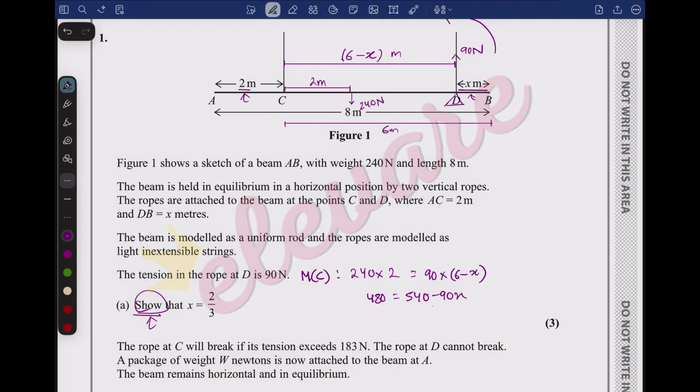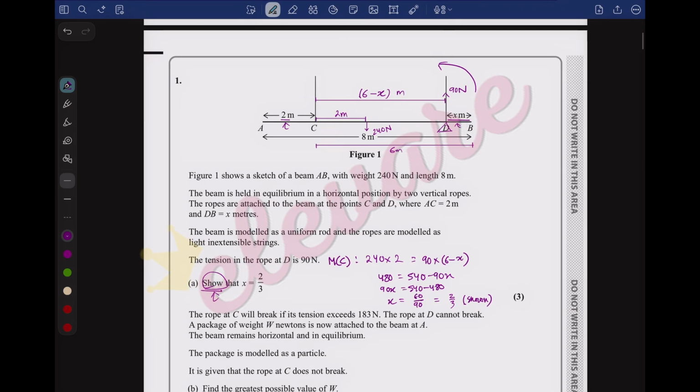So let's say here I'm going to change sides. I'll bring the negative 90x to the other side and take 480 to the other side. I'll show that step as well, and I'll show the final step as well, which is, what is 540 minus 480? It's 60, I think. 60 divided by 90. Okay, and then I'll finally write down the answer, which is 2 by 3. And then after getting the answer, I'm just going to write down "shown" in brackets. That's it. That's my answer.